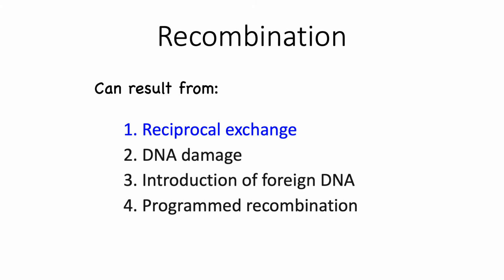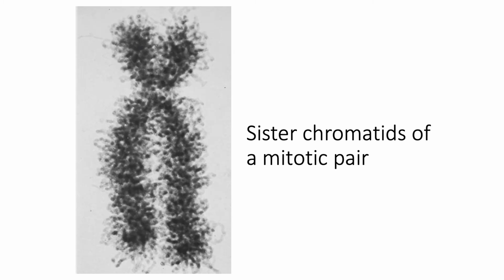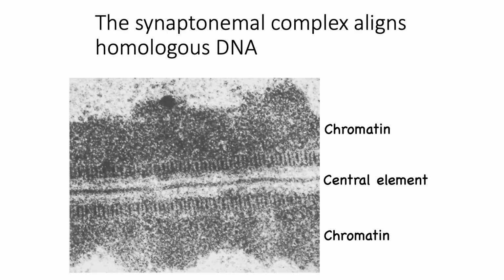Okay, so we've talked about or alluded to this reciprocal exchange during meiosis or mitosis. And this again is a condensed chromosome with two sister chromatids after replication, before the two are pulled apart and go into separate daughter cells. If we zoom in, what we see are the two sister chromatids separated by this central element.